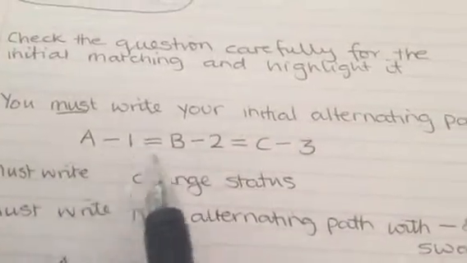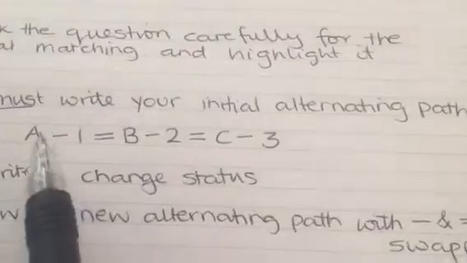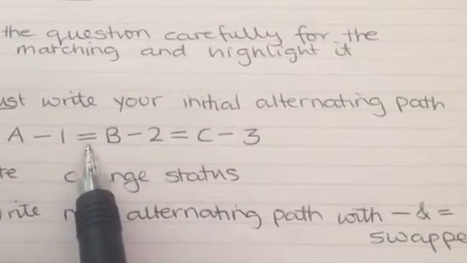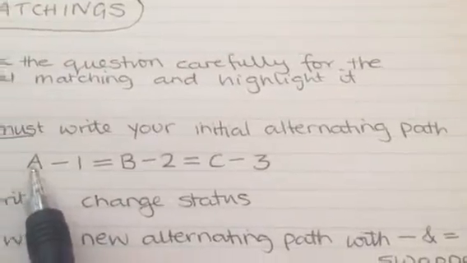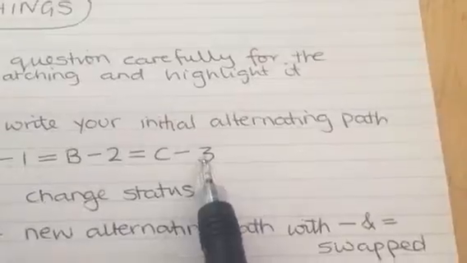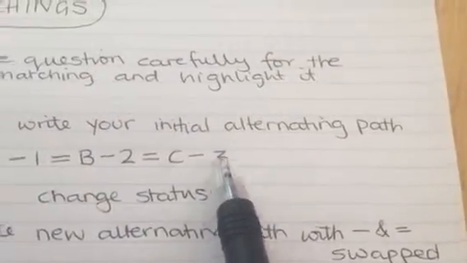You must write your initial alternating path. You need the single lines for something that's unmatched, double lines for matched. You must start with an unmatched and end with an unmatched on the opposite side.